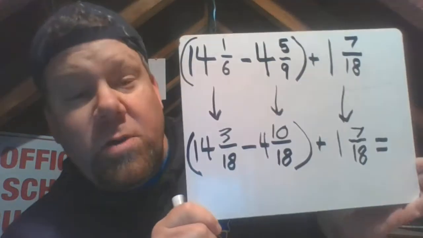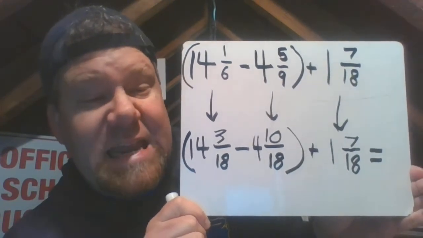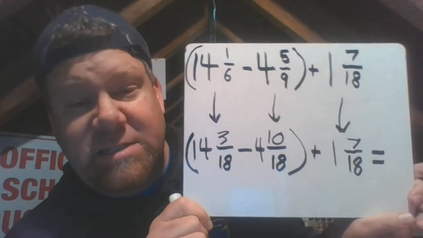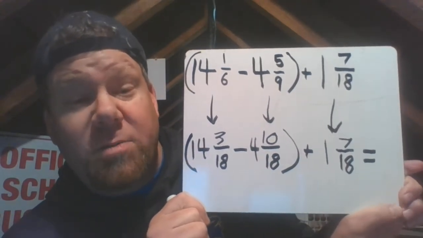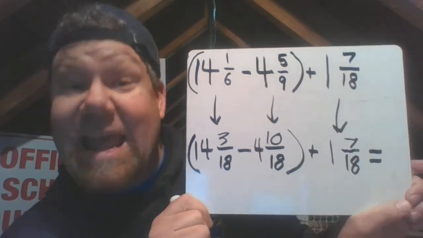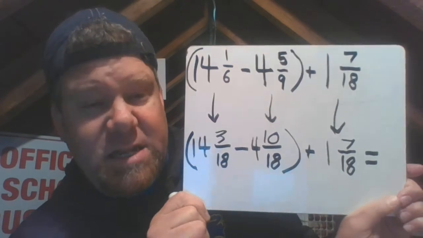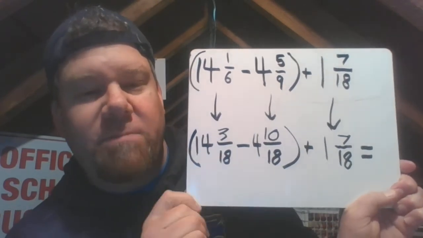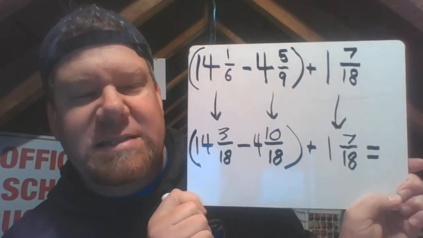All right, so now we have 14 and 3/18 minus 4 and 10/18 plus 1 and 7/18. Well, we need to consider order of operations here. We have a part of the problem that's encapsulated, if you would like to say, in between two parentheses. We are going to do this part of the problem first. Now we have 14 and 3/18 minus 4 and 10/18.